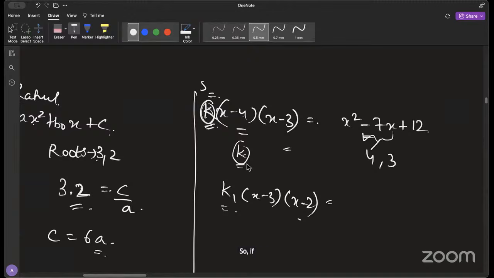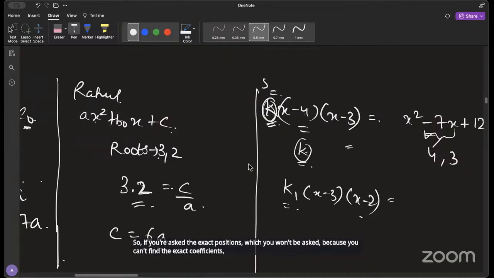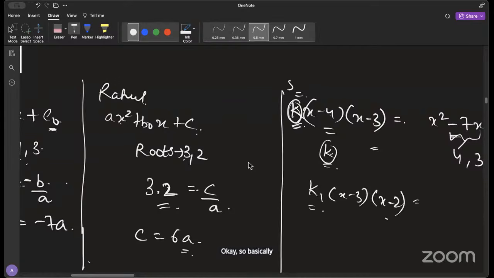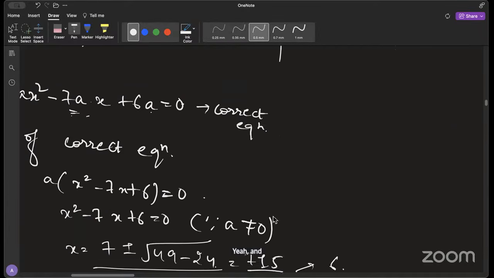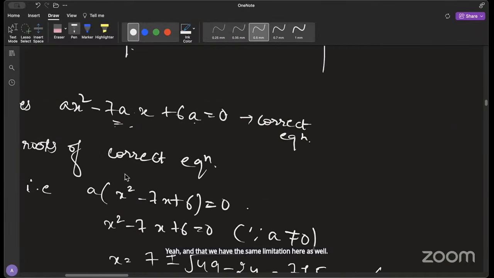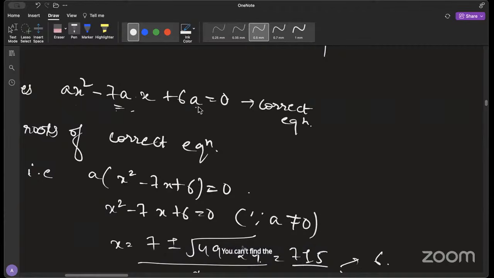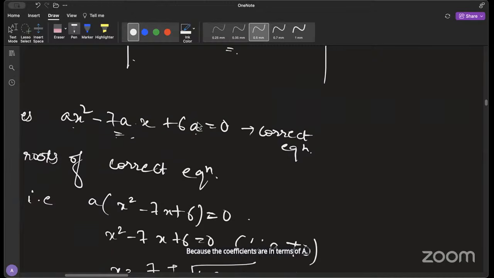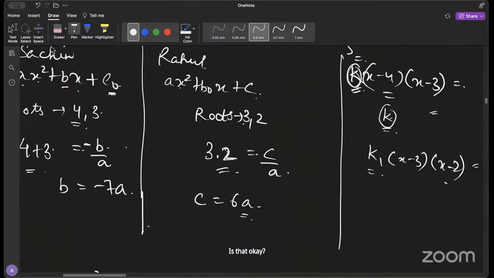So if you're asked the exact coefficients, which you won't be asked because you can't find the exact coefficients. So basically, this is the limitation of this approach. Yeah, and we have the same limitation here as well. You can't find the exact coefficients from here either, because the coefficients are in terms of a. Is that okay?